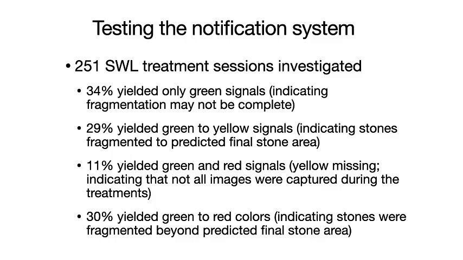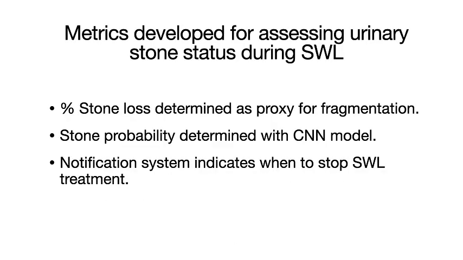Great question. This study was retrospective, meaning that the data were collected before the study objectives were defined. Moreover, the images were collected by the operator, not by an automated approach. This problem can be addressed in a prospective study. The study has revealed 3 new metrics to assess urinary stone status during shockwave lithotripsy. First, percent stone loss, which is used as a proxy for fragmentation. Second, stone probability, determined using a CNN model. And third, the notification system, which indicates when to stop shockwave treatment.